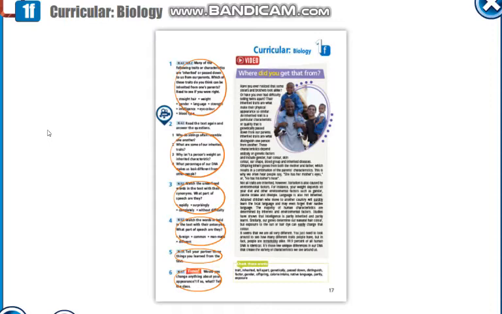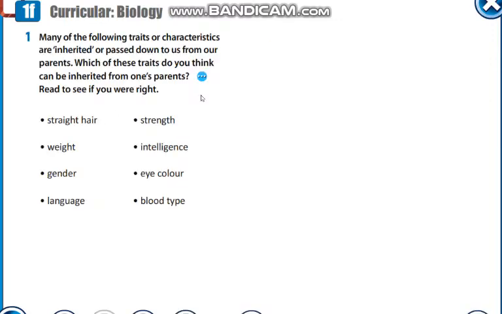And today we will get more information about genetics, about inheritance. And there is a text. First of all, let's read exercise 1. Many of the following traits or characteristics are inherited or passed down to us from our parents. And the question is, which of these traits do you think can be inherited from one's parents?